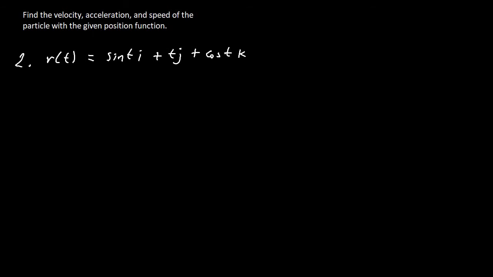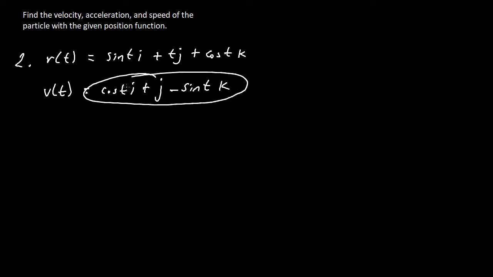Now for number 2 we have r of t equals sine of t i plus t times j plus cosine t times k. Let's start with finding the velocity. The velocity function is going to be the derivative. The derivative of sine of t is cosine t i, plus the derivative of t, which is simply 1, and then 1 times j will just give us j, and then plus the derivative of cosine, which is negative sine, so we can write it as minus sine t k. That is going to be the velocity function.